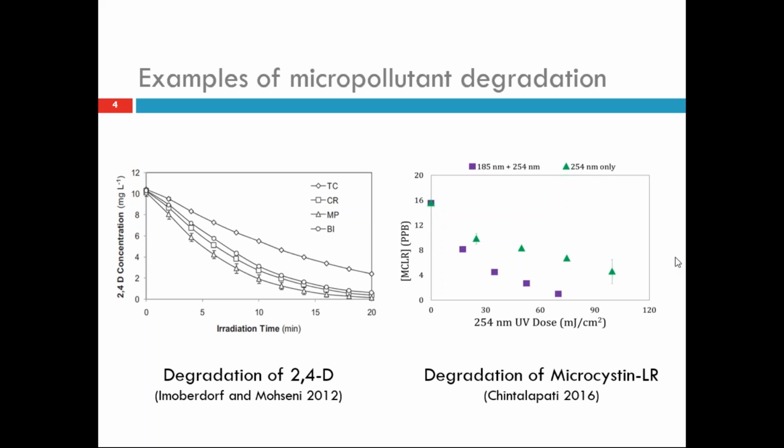The second graph is MCLR, or microcystin LR. Now, MCLR is an algal toxin. It's highly regulated in drinking water. And here we see 254 in combination with 185, and we see degradation of MCLR at lower UV dose when 185 is combined with 254.